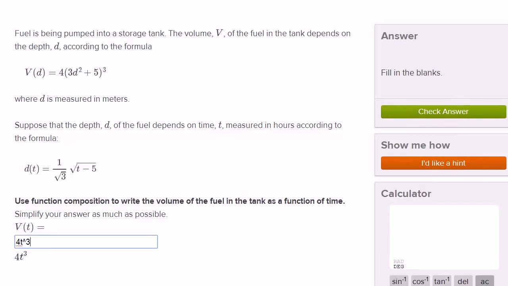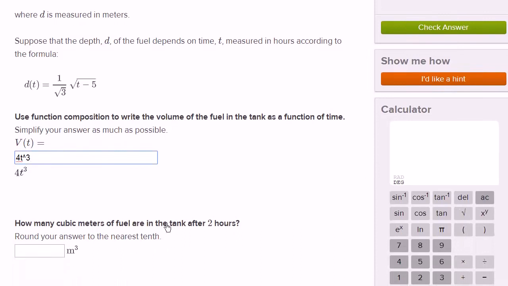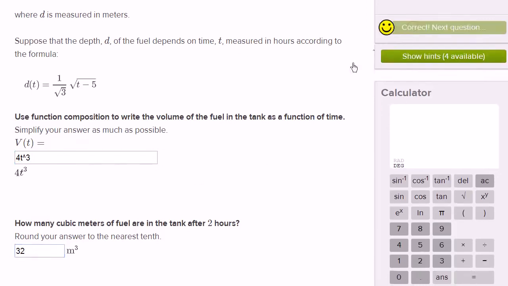And then there's a second part of this question. How many cubic meters of fuel are in the tank after 2 hours? Round your answer to the nearest tenth. Well, 2 hours means t is equal to 2, since t is measured in hours. So when t is equal to 2, the volume is going to be 2 to the third power, which is 8. 8 times 4 is 32. And let's check our answer, and we got it right.